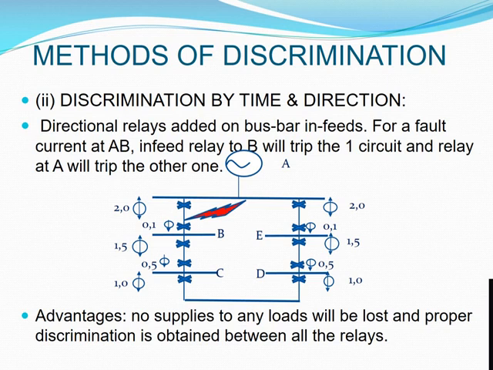So we say the advantage over here is that no supplies to any loads will be lost, and proper discrimination is obtained between all the relays. Why are we saying no supplies to any loads will be lost? Because if your faulty section is over here and there is your source, our loads at E will still get supply, our loads at D will still get supply, our loads at C via this path will still get supply, and even our load at B via that side will still get supplied, and only this portion will have broken away from the network.